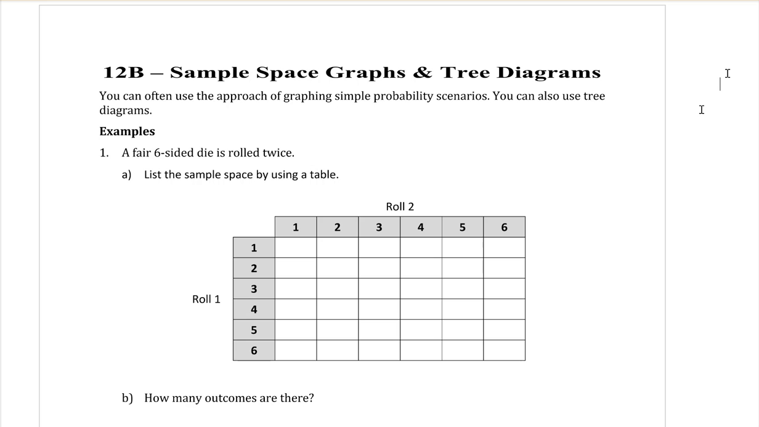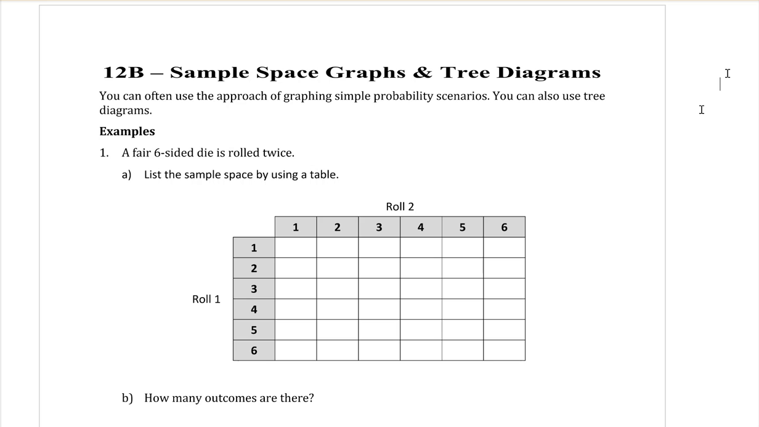Okay, so 12B is all about tree diagrams, but it also has some tables in here as well. It says you can often use the approach of graphing simple probability scenarios. You can use tree diagrams. Anyway, example 1. A fair 6-sided dice is rolled twice. List the sample space using a table.